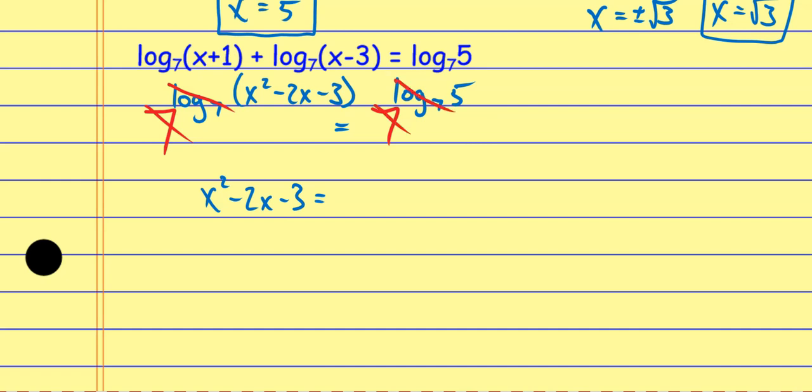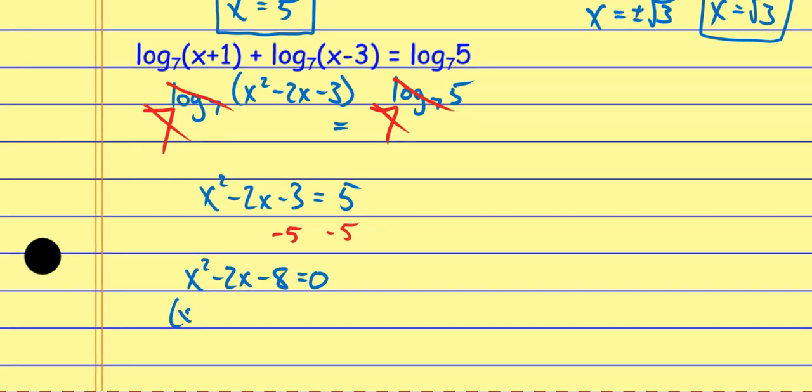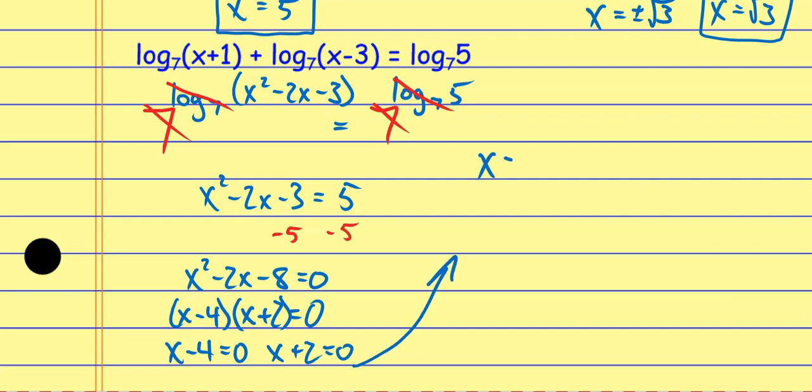Over here, these guys also cancel. And now I can finish solving what's left, okay? This is a quadratic. I'm going to subtract that 5 from each side. And now I build a bridge. This factors into an x minus 4 and an x plus 2. I set each factor equal to 0. And now I solve each, and I get x equals 4 and x equals negative 2.